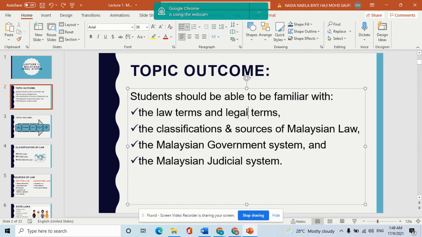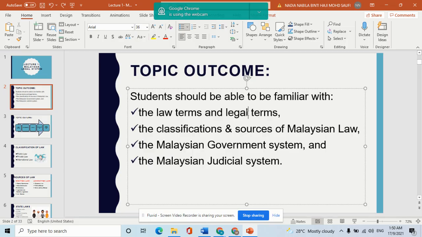Next is the Malaysian government system. Being in Malaysia, I'm sure that you know that the Malaysian government system is actually a parliamentary government system. So you will need to understand what a parliamentary government system is, and what a monarchy government system is. All of the systems will be learned in this chapter.